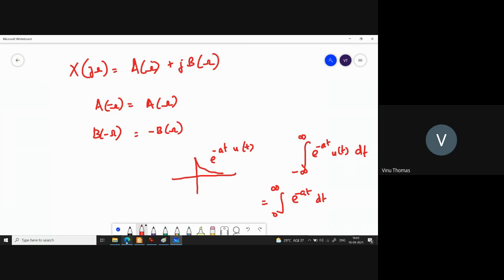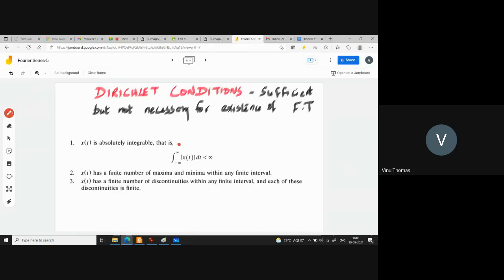So the first Dirichlet condition, which states that x of t has to be absolutely integrable, does not mean that x of t has to be of finite duration. If x of t is of finite duration, then it is definitely absolutely integrable. But for a signal to be absolutely integrable, it does not mean that it is of finite duration. I hope it's understood. So integral minus infinity to plus infinity, modulus of x of t dt is less than infinity.